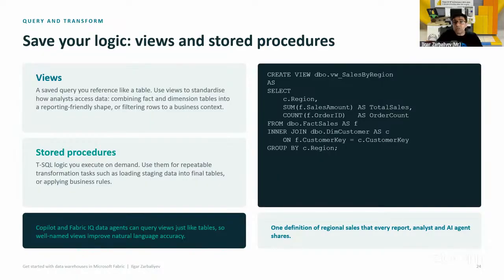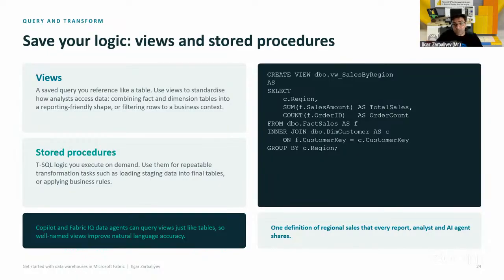And there is a modern reason to care about this too. In the box at the bottom here, views and stored procedures also make your data more accessible to AI-powered tools. Copilot and Fabric IQ data agents can query views just like tables. So standardizing your data access through well-named views directly improves the accuracy of natural language queries.